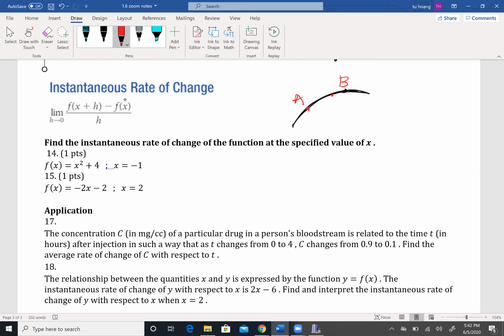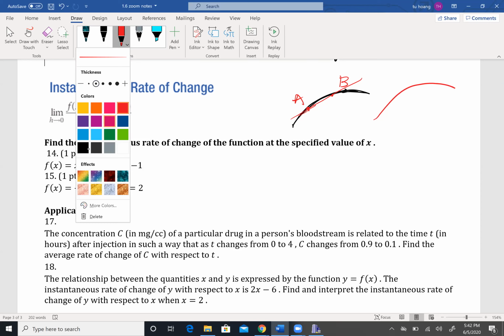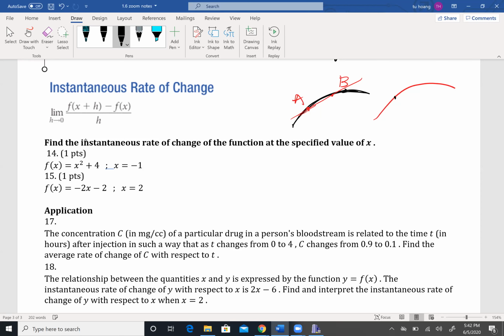So if you want to find the average rate of change between two points, you find the slope of the line going through these two points. But what if the two points become close, try to go very close to each other, as here and here? They are just very close, and the difference becomes close to 0.